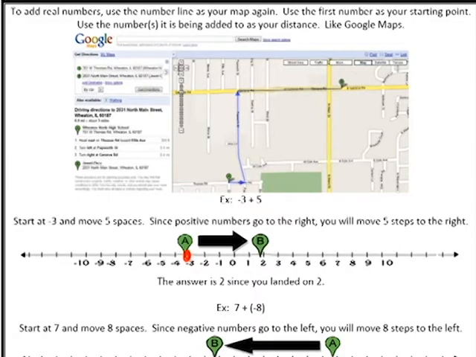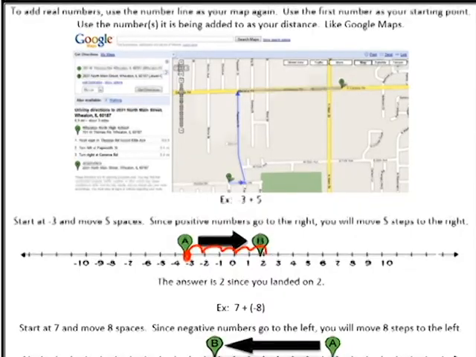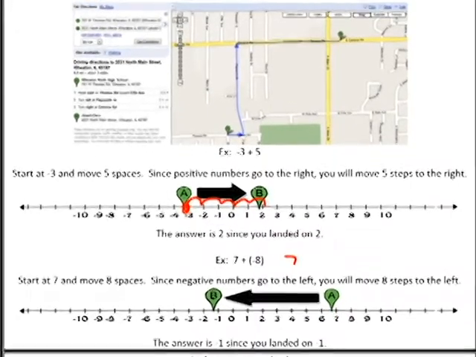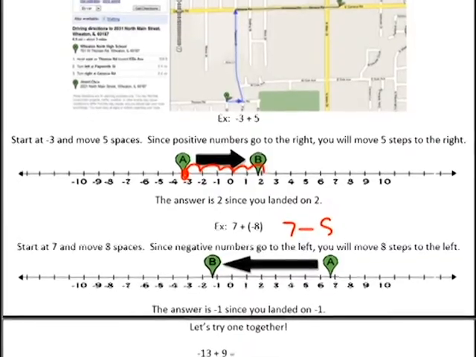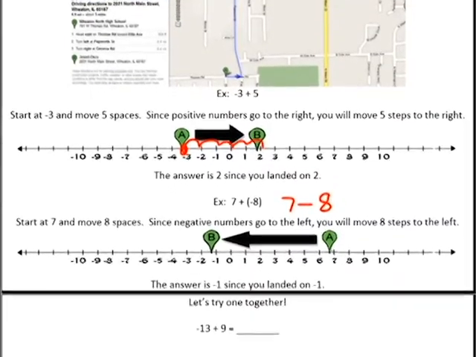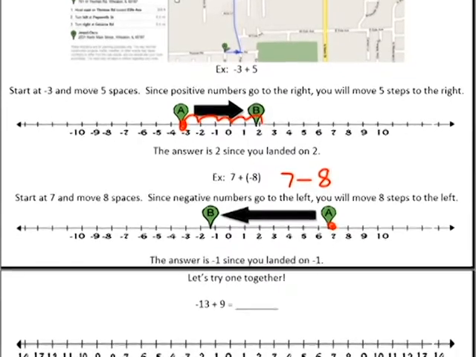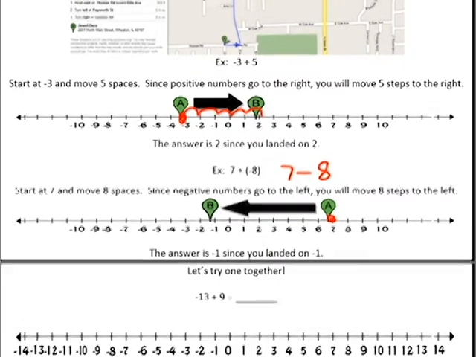So 5 steps to the right, 1, 2, 3, 4, 5, and I end up at 2. Next, 7 plus negative 8, otherwise known as 7 minus 8. Starting point is 7. I'm going to move negative 8, so 8 spaces to the left. All the negative values are to the left of the neutral 0. So I'm going to move 1, 2, 3, 4, 5, 6, 7, 8. My answer is negative 1.